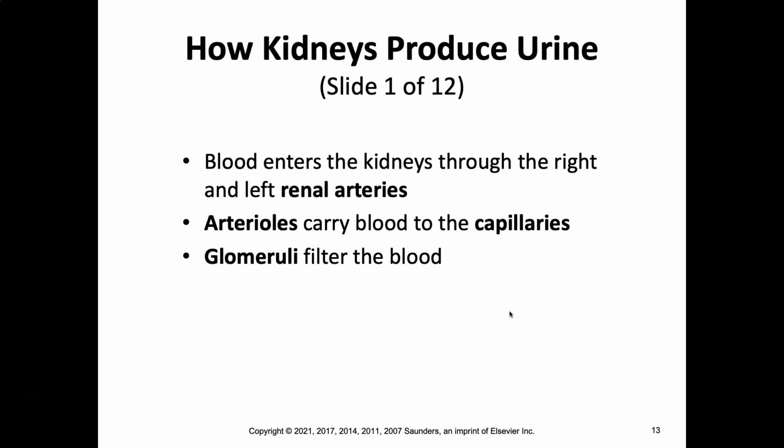So how do the kidneys produce urine? Blood enters the kidneys through the right and left renal arteries. The arterioles carry the blood to the capillaries.